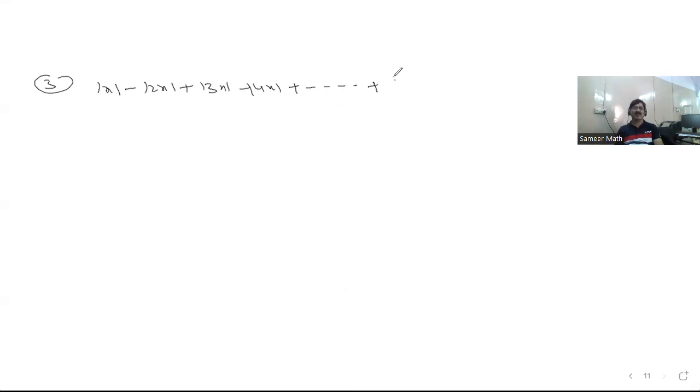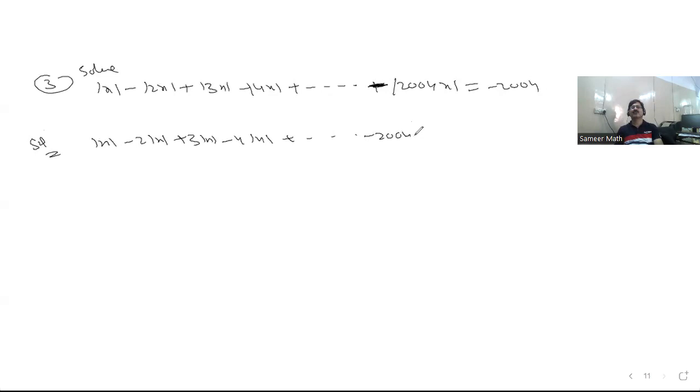plus minus mod 2004 x is equal to, suppose if I said minus 2004, solve. If I said, how are you going to do? Need not worry. Solution is like this. Mod x, 2 mod x plus 3 mod x minus 4 mod x, like this. 2004 mod x minus 2004.